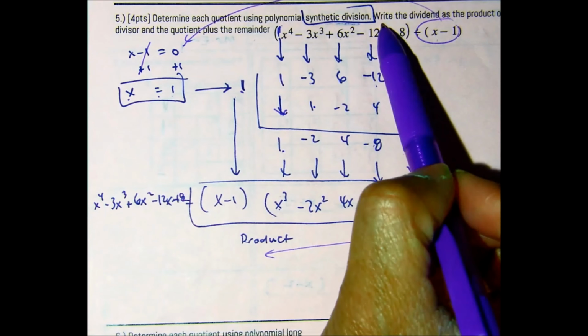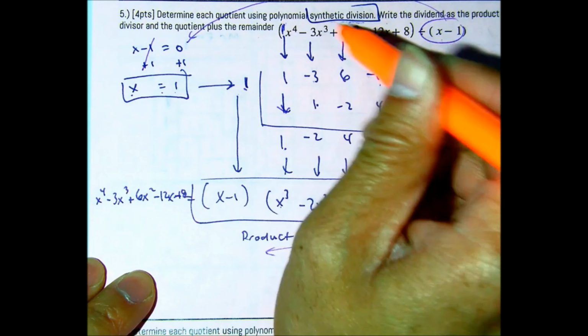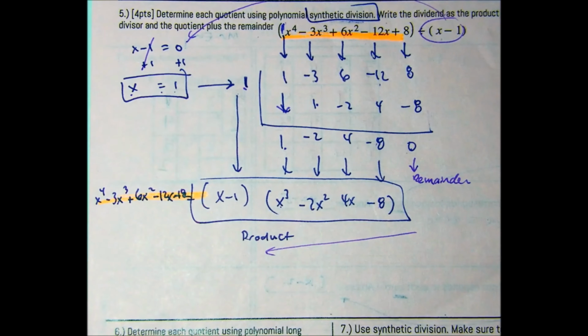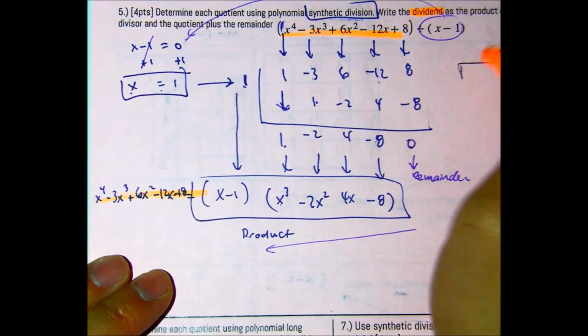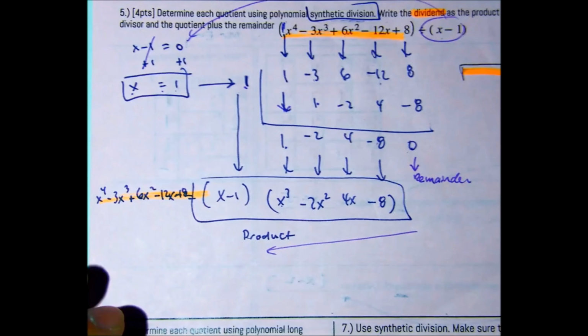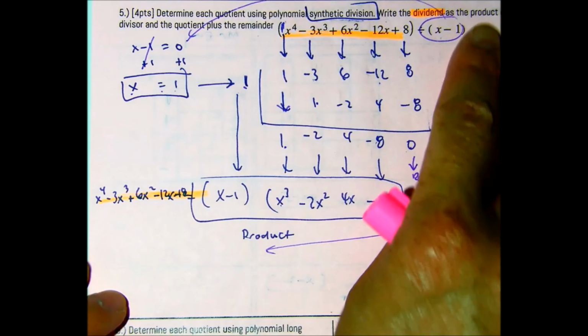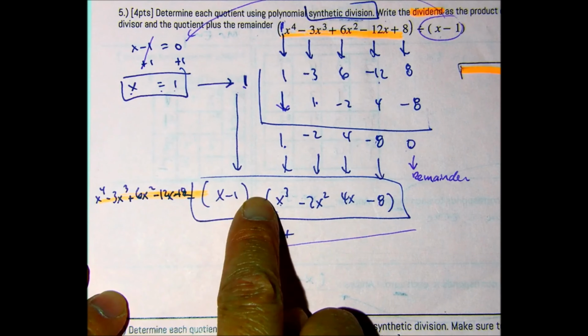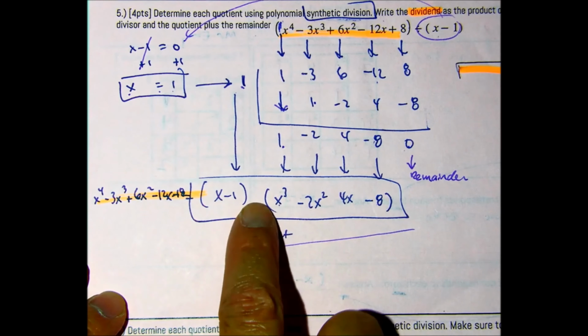Then it says write the dividend. Remember the dividend. That's what's on the inside of your long division. So if I had long division, something like this, the dividend is this one. Write it as a product equals, the product means multiplication. You should be using parentheses. The student who didn't use the parentheses and just put a dot there, use parentheses.